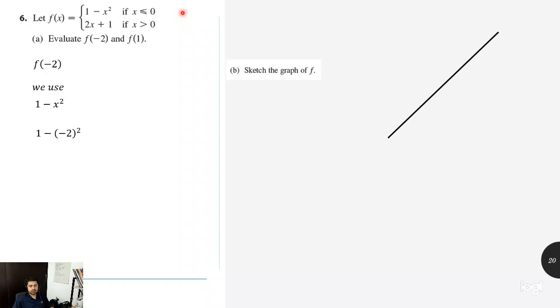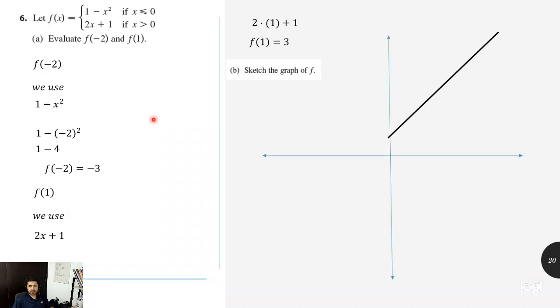So we just replace, and let's take care with this minus 2. It's a common mistake when replacing this into this. So we're going to get a positive number. Then we have f of minus 2 is going to be exactly equal to minus 3. For f of 1, we use 2x plus 1. Then we replace, so we have 2 times 1 plus 1, so f of 1 is equal to 3.